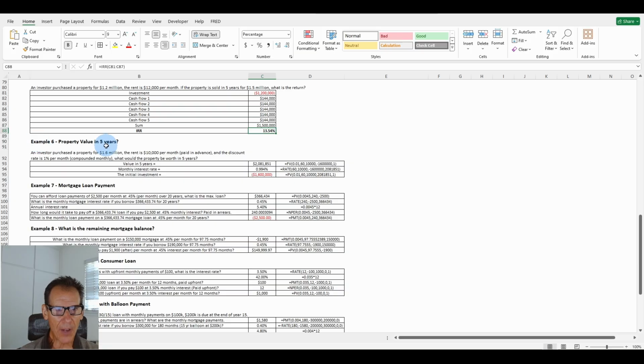Property value in 5 years. We're looking forward here. We're looking at trying to project future value, FV.